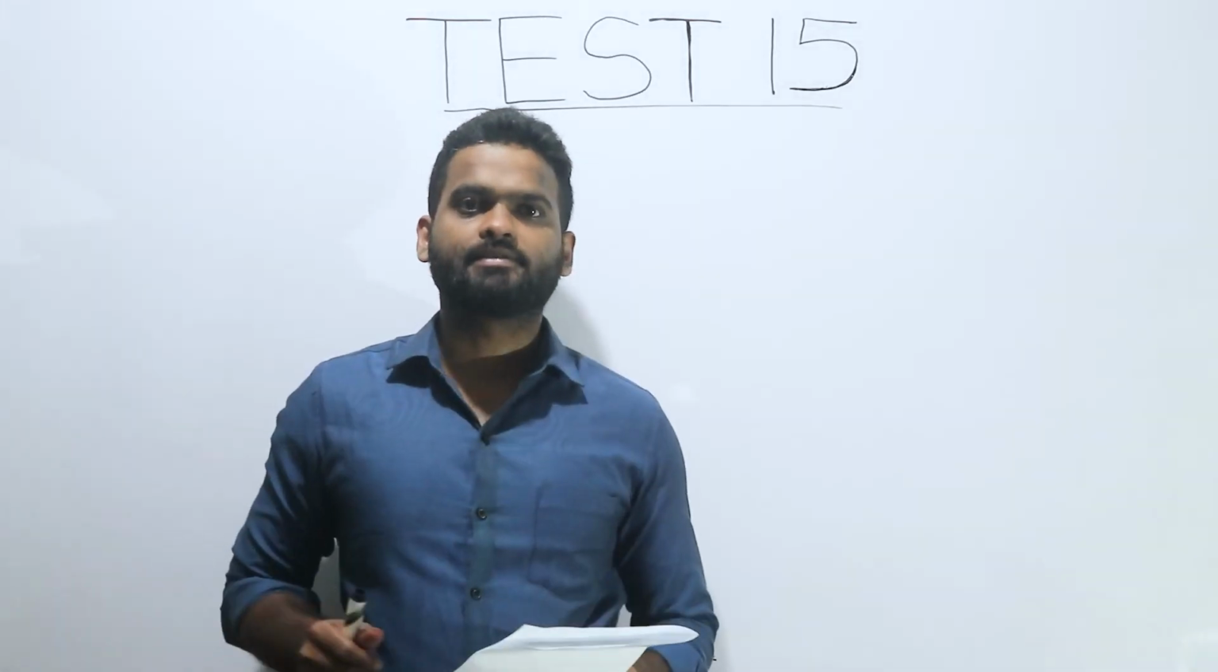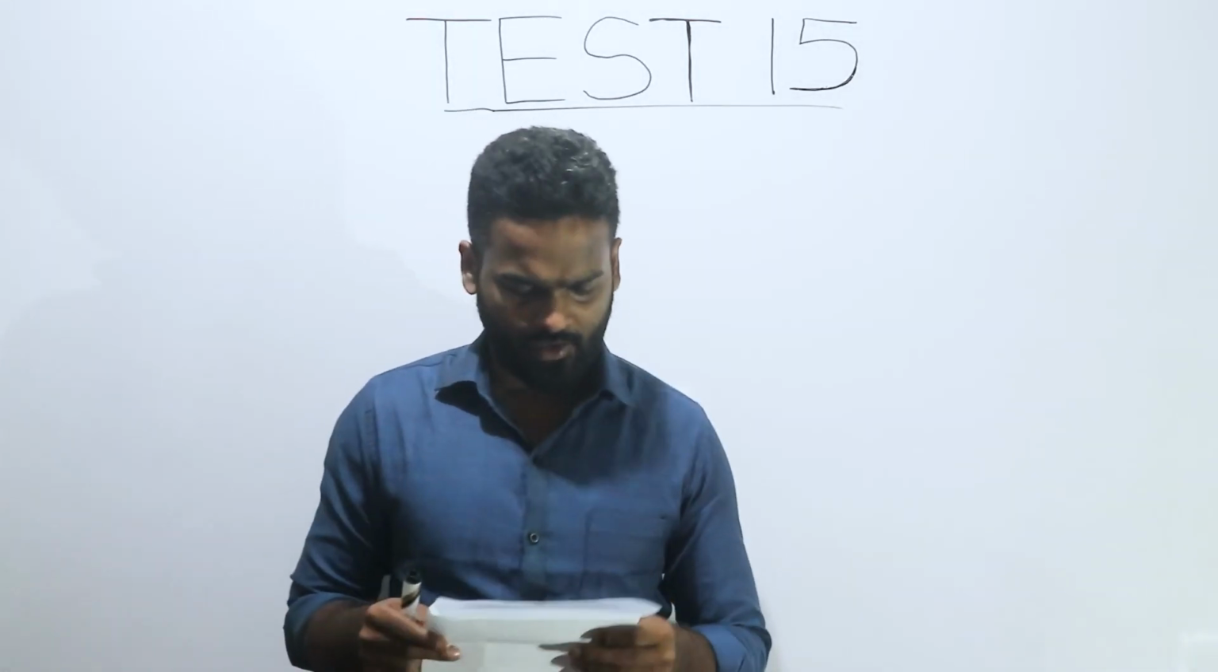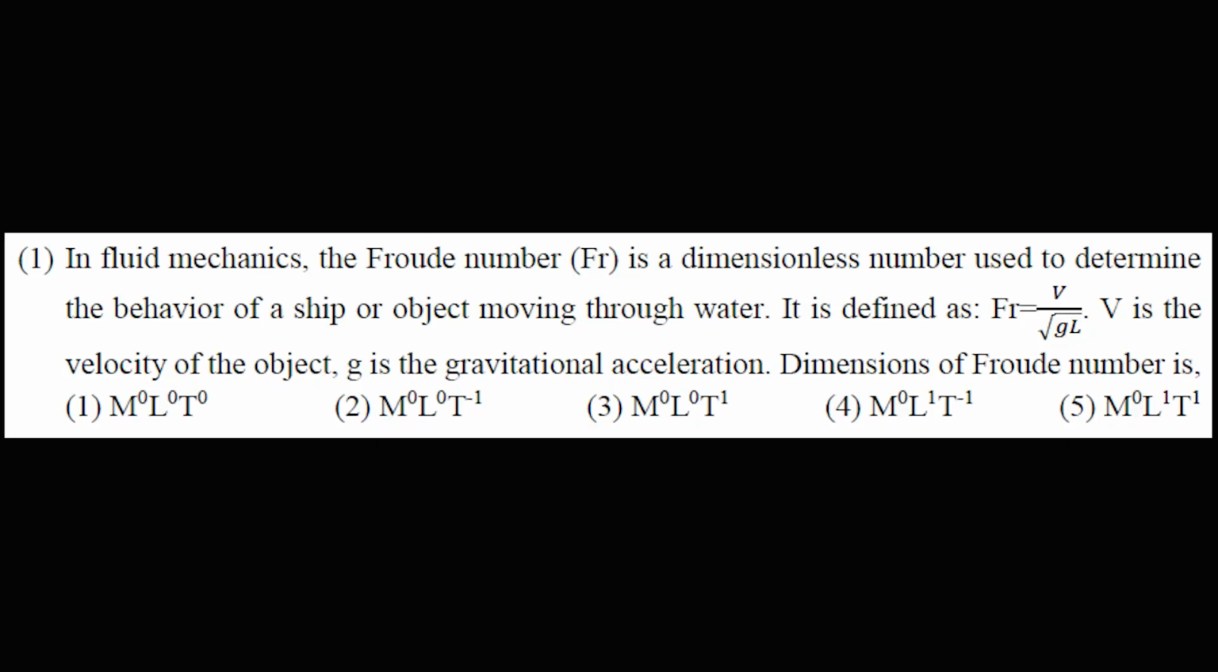Okay, so this is test number 15. The first question. In fluid mechanics, the Froude number is a dimensionless number used to determine the behavior of a ship or object moving through water. It is defined as an equation where V is the velocity and g is the gravitational acceleration. The dimensions of the Froude number are?